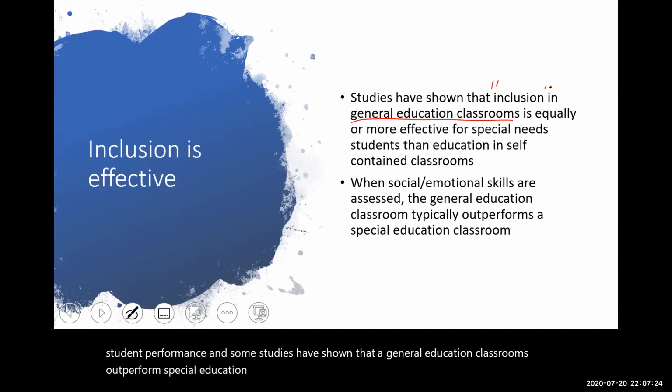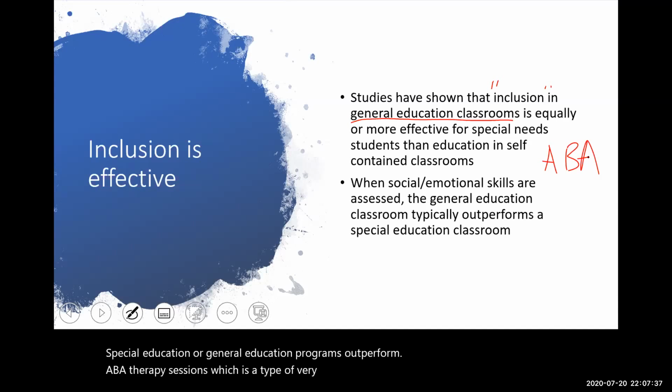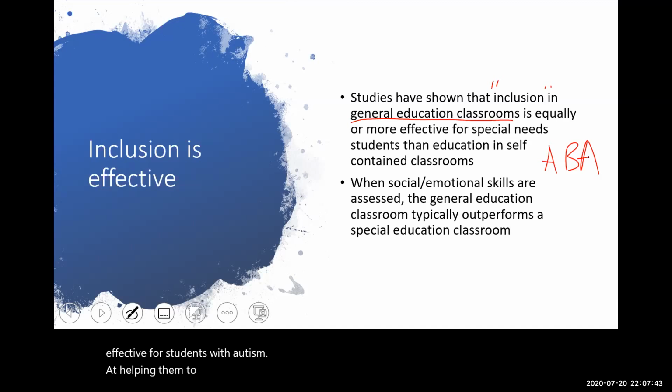It was also shown that special education or general education programs outperform ABA therapy sessions, which is a type of very intense therapy that has been shown to be effective for students with autism at helping them to improve in their many different realms of function. So general education settings are very effective for people with special needs.